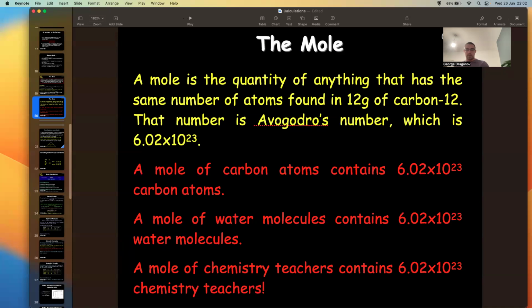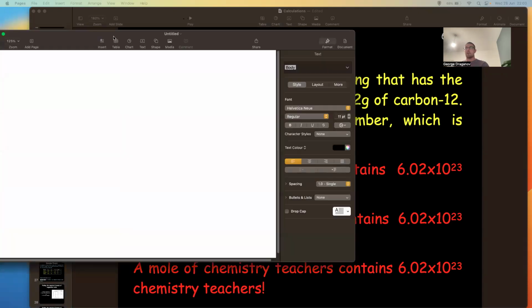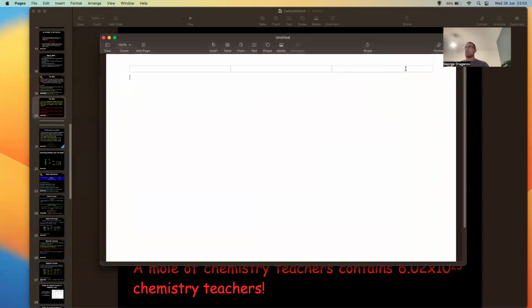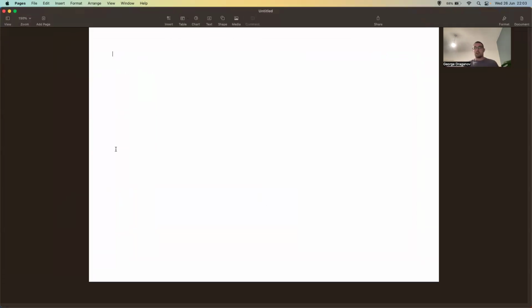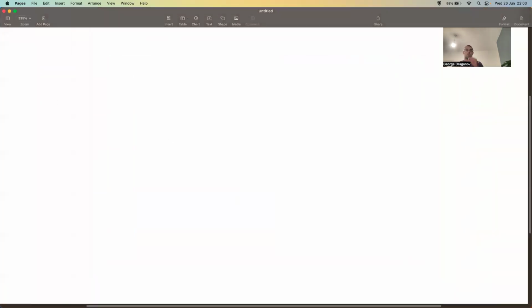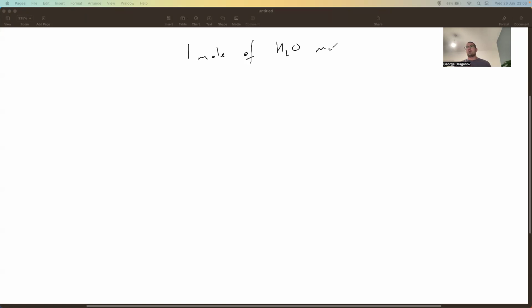Let me open a blank sheet. There we go. So make this nice and big. Let's write it down. What does this practically mean? If I write it down here, if I have 1 mole of H2O molecules, okay? Now 1 mole of H2O molecules would equal 6.02 times 10 to the 23 molecules.